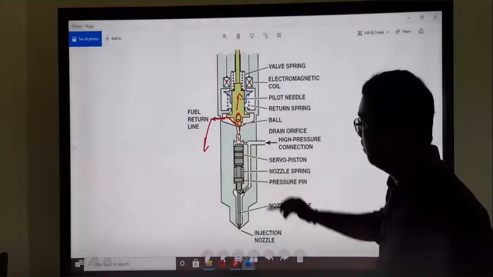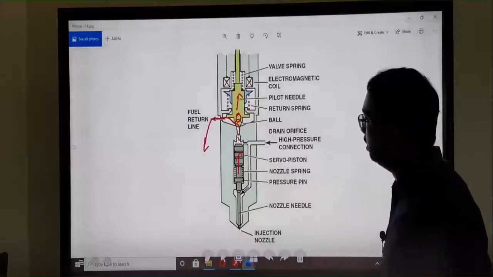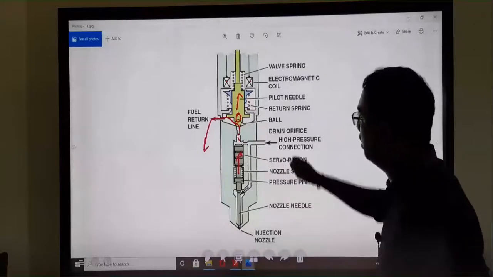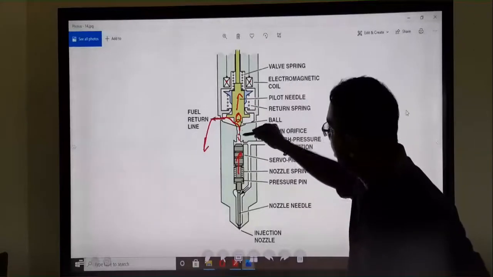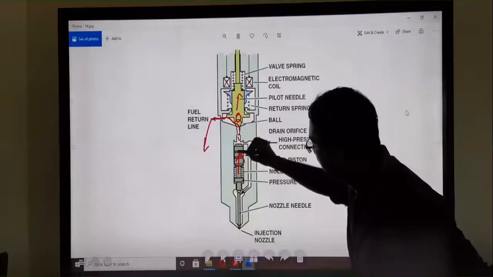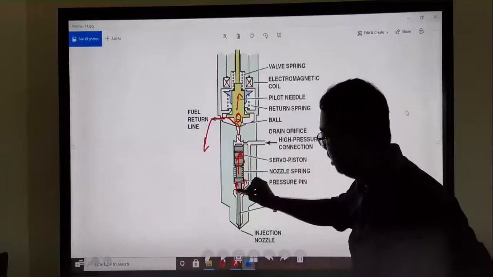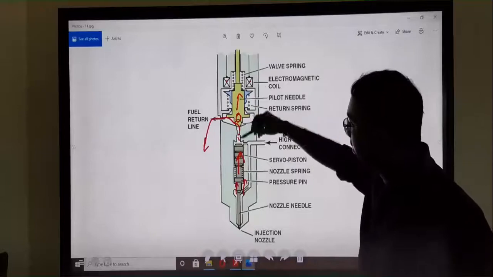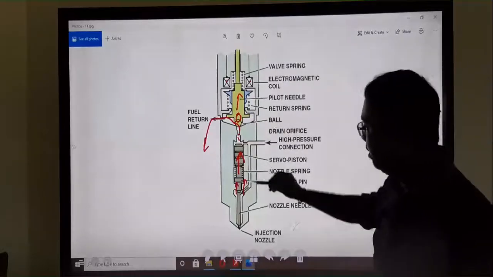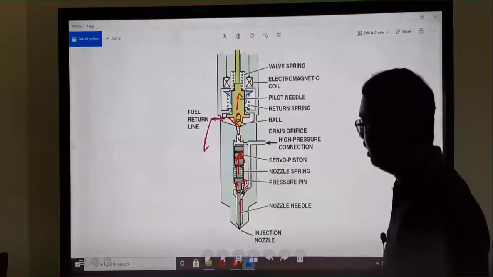So that time, some amount of force, pressure also, is applied by this pressure pin, because this moves like this. There is a cavity here, so there is extra pressure. Already we get a pressure from this fuel here, so we can get an extra pressure by moving this pilot needle. So that time this nozzle part also moves like this.